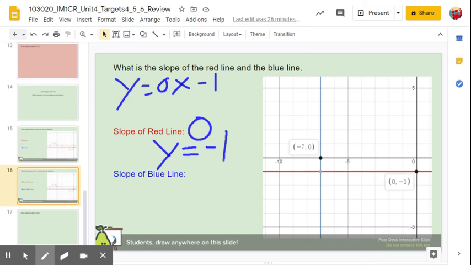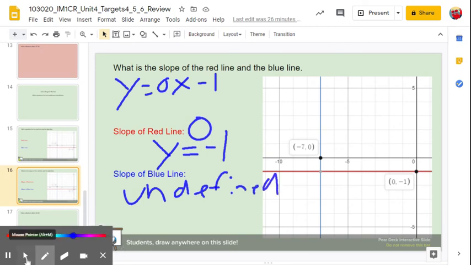And that's why the equation is always going to be x equals something. The slope is undefined. All right, so you just need to memorize that. That should be a quick little target. Just got to memorize it, a celebration of what you know.